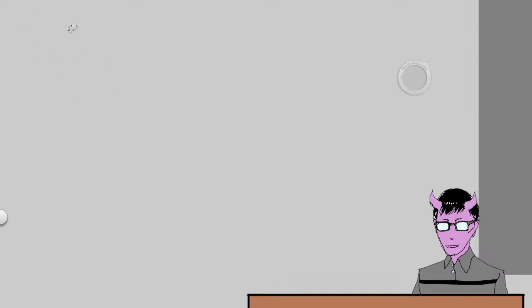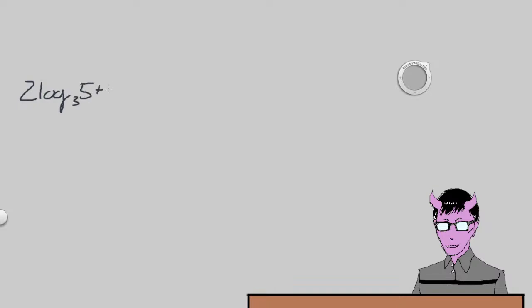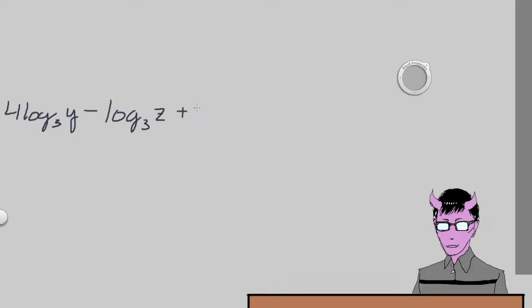Alright, next problem up, we're going to have some sort of a condensation problem. It's going to be log base 3 of 5 times 2 is the first term. Second term is 3 times log base 3 of x squared. That's kind of awkward. And then minus 4 times log base 3 of y. And then we're going to have minus log base 3 of z. And then finally plus or minus log base 2 of 10.